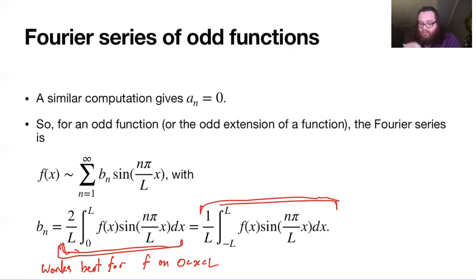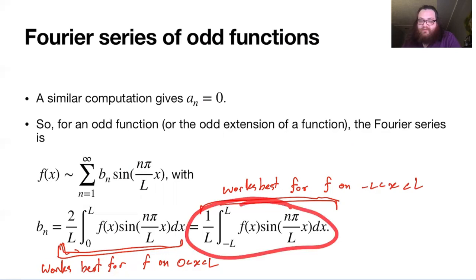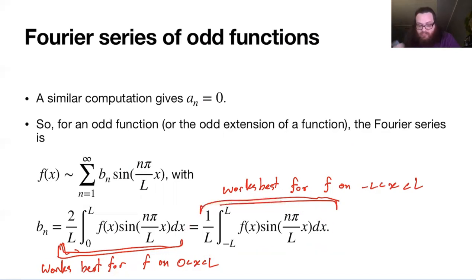Or works best when f is defined just on that interval. This works best for f on minus L to L, for x between negative L and L. The distinction is that if you take an odd extension of a function and work with this definition, you have to be a little careful that the function f you're plugging in is actually the odd extension.